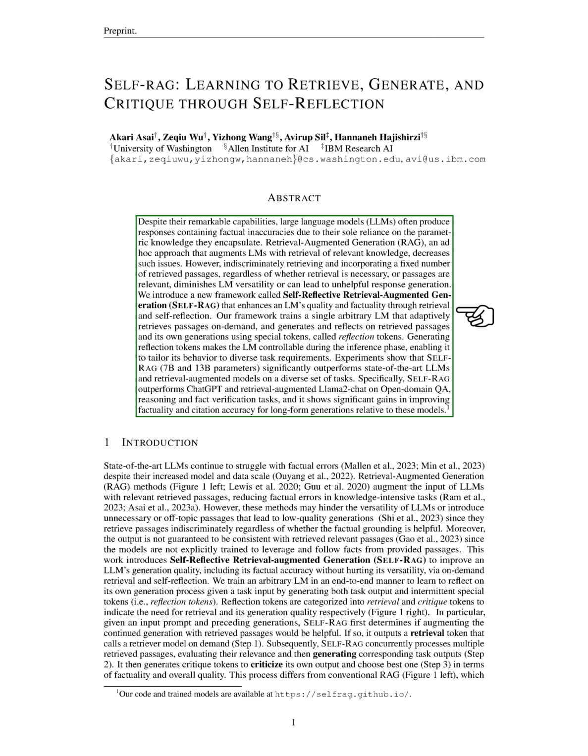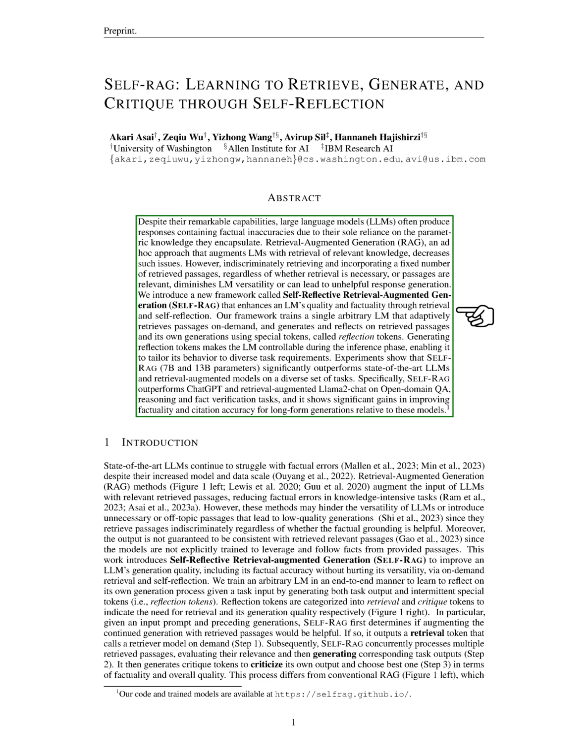Section: Introduction. We're going to talk about a common problem with advanced large language models, LLMs. Despite their sophistication, they often struggle with factual errors. One way to address this is through Retrieval-Augmented Generation, RAG, methods. These methods enhance the input of LLMs with relevant information from retrieved passages, which can help reduce factual errors.